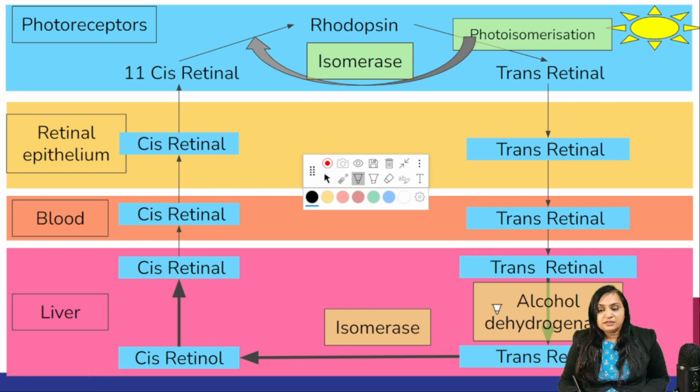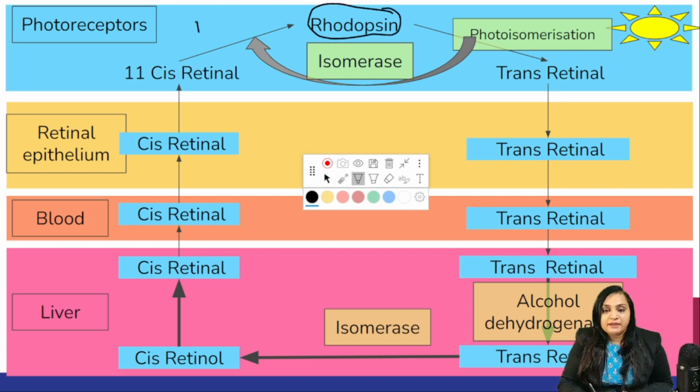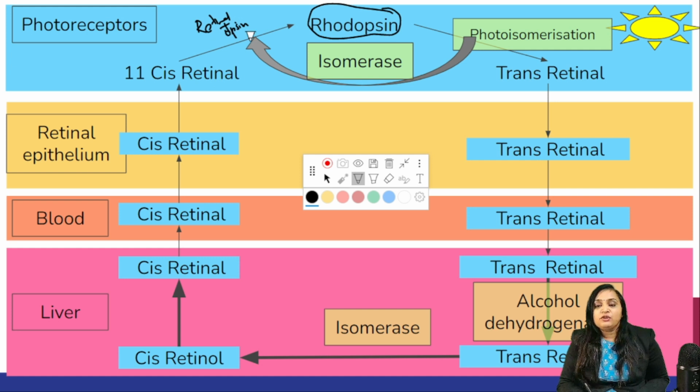Cis retinol is getting converted with the help of alcohol dehydrogenase to the cis retinal. Now this cis retinal, remember retinal and retinol, do not get confused, it's not retinol. It is retinal. Cis retinal from the liver goes to the blood, is taken up by the retinal epithelium, and will be in the 11-cis retinal form, part of rhodopsin. Rhodopsin is a pigment in which there will be a retinal along with opsin, that is protein. So it is a combination of both, called rhodopsin, which is important for dim light vision.